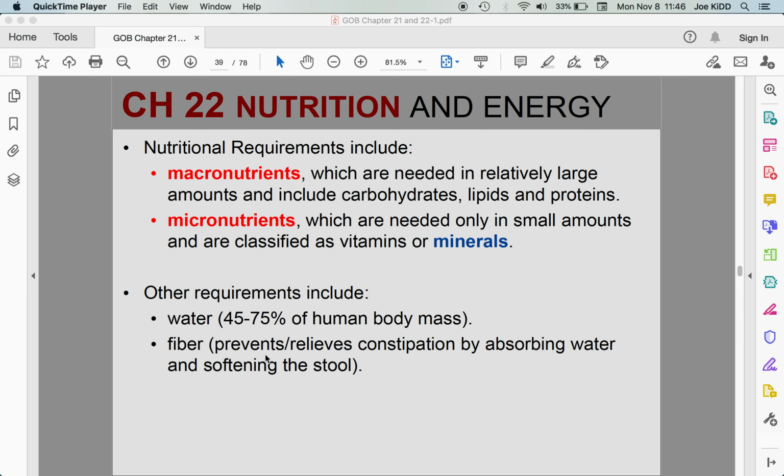Obviously, also water and fiber are an essential part of nutrition for a human. Please keep in mind, though, in terms of nutrition, these are other requirements, not necessarily with a nutritional value to them, right? So when we talked about different carbohydrates, we talked about fiber in terms of its no quote unquote nutritional value, but it is essential for making sure that everything's working the way it should.